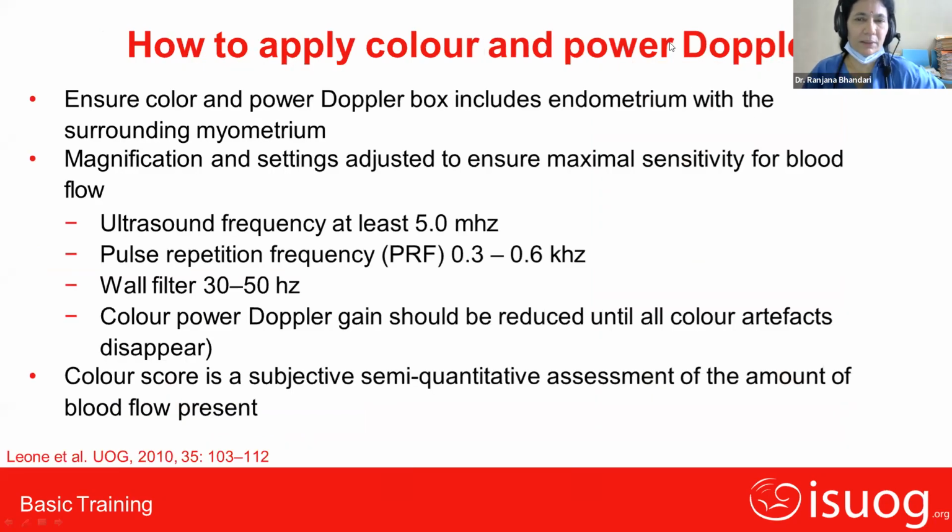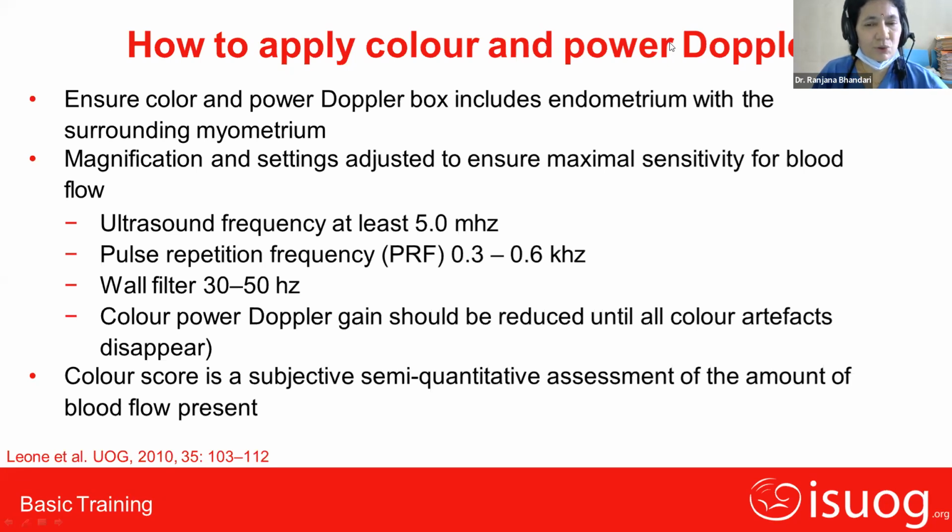Now comes color Doppler. In all organs, we have to read about color Doppler and the power Dopplers also. So ensure the color power Doppler includes the myometrium as well as the surrounding myometrium. The magnification and settings are adjusted to ensure maximal sensitivity for the blood flow, and also the ultrasound frequency. Always remember, the ultrasound frequency of curvilinear is 3 to 5, or 3 to 4.5. In case of transvaginal probe, it is 6 to 7.5. So we have very, very good frequency.